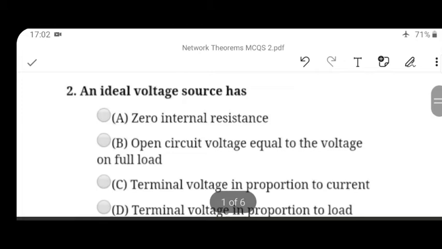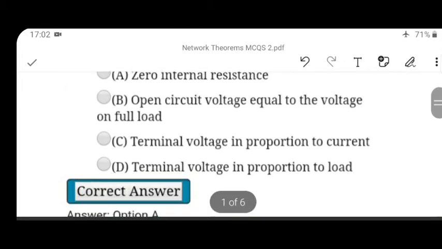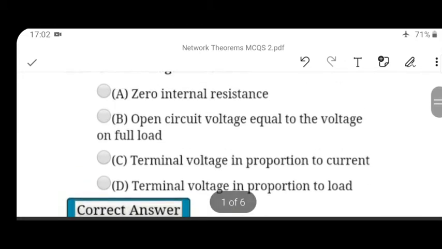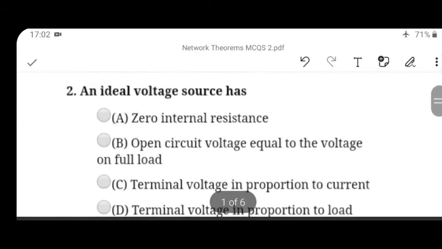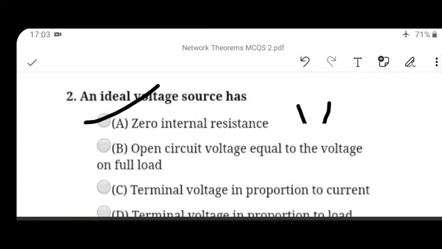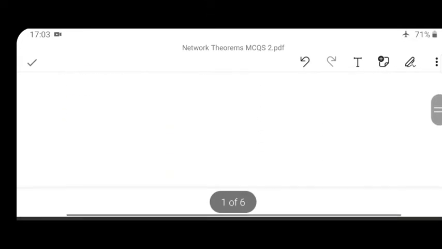In the second question, an ideal voltage source has. The options are 0 internal resistance, open circuit voltage equal to the full load, terminal voltage in proportion to current, terminal voltage in proportion to load. We should know that an ideal voltage source has always 0 internal resistance. So option A will be our correct answer.